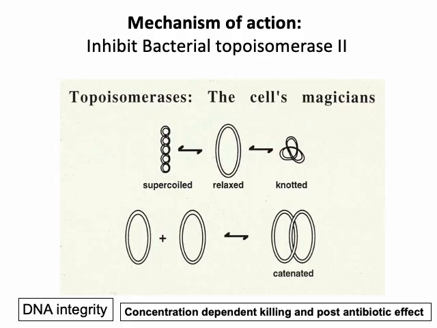What is the mechanism of action? Remember that we are talking here about DNA integrity, and what those drugs are doing, they are inhibiting bacterial topoisomerases 2. What are topoisomerases? They're known as the cell's magician. Well, I want you to imagine this as the DNA, and the DNA is usually like this, supercoiled. And then if the bacterium wants to grow, then you need DNA synthesis, right? Or RNA synthesis. You need the DNA to relax. And who does that? The topoisomerases.